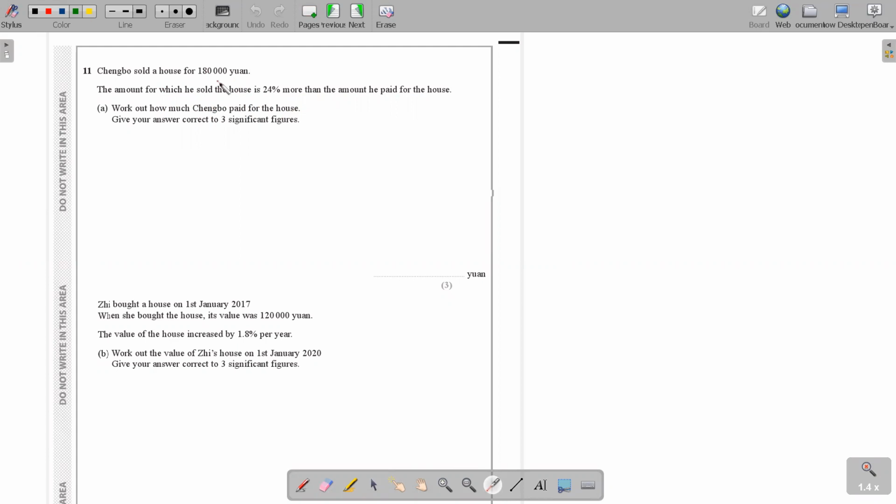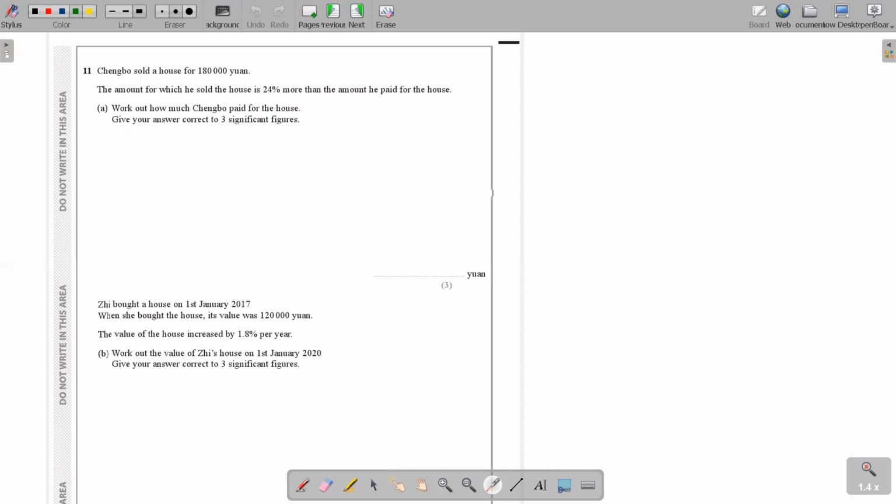Okay, so they are given the figure which he sold the house. The amount which he sold is 24% more than the amount which he paid. So this is the amount he paid. Obviously what we understand here is that he makes a profit, isn't it? So he paid for the house and he's having a profit of 24% when he's selling the house. So the selling price, the final price is given here. They're asking you how much he paid for the house. So what was the original price that he paid here?